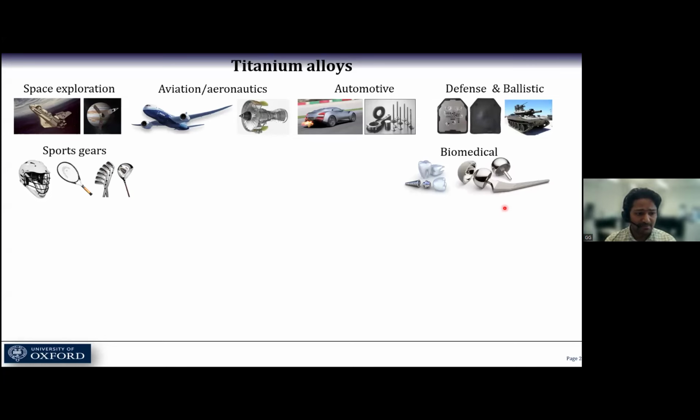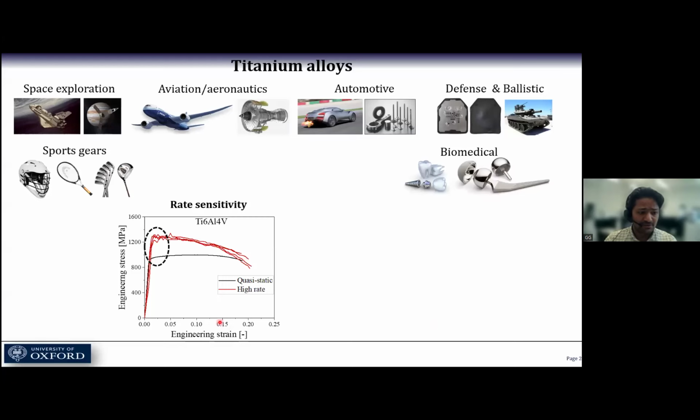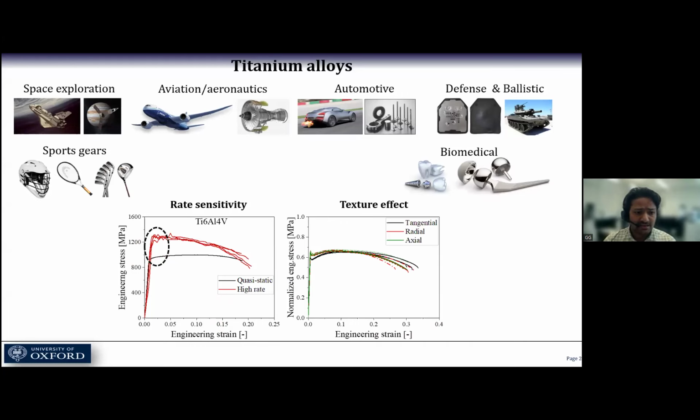However, these wide applications require a detailed understanding of their mechanical response, such as whether they are rate sensitive. If you look at this graph, where we are trying to compare the high rate to the quasi-static, we can clearly see that they are rate sensitive. Also, they have an effect coming from their manufacturing routes, such as developing texture effects. Yes, they do have a texture effect as well. That's what makes them very interesting alloys to study for applications.